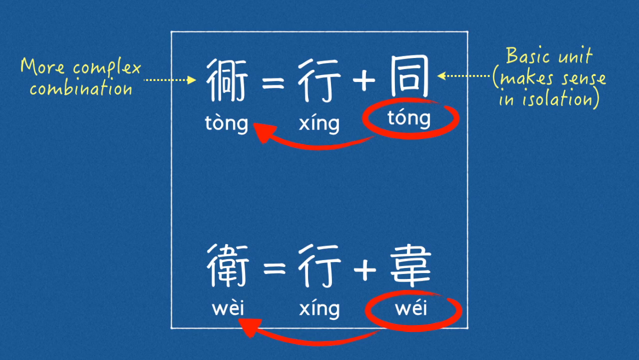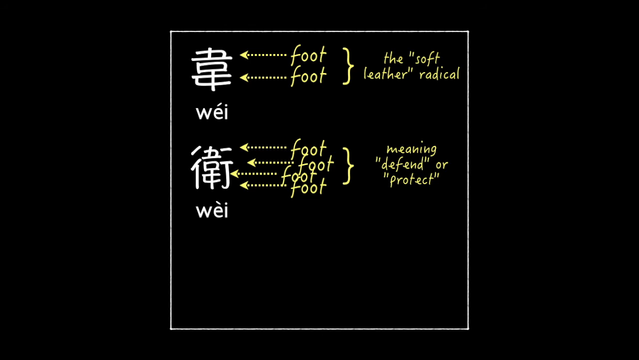Many people would just stop you from thinking any further about why the word is written this way, telling you it's just phonetic, don't worry about it. Believe it or not, the so-called soft leather radical is actually a picture of 2 feet, pacing in opposite directions on either side of a box. In the combined character, wei, there are 2 more feet added to the picture, for a total of 4.